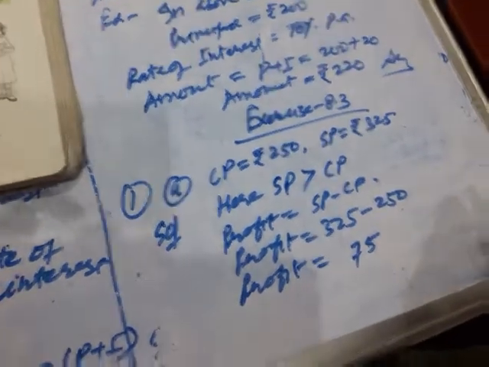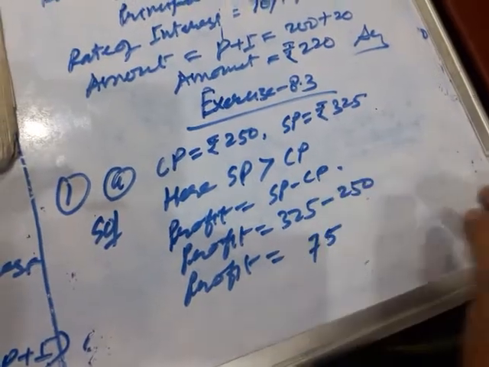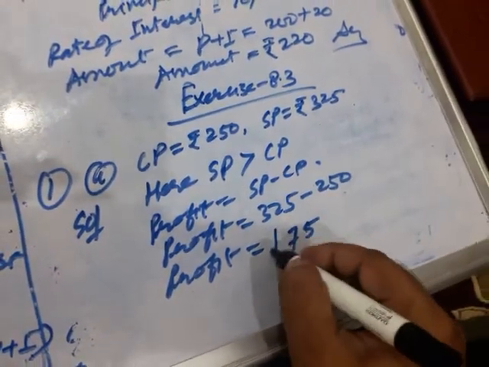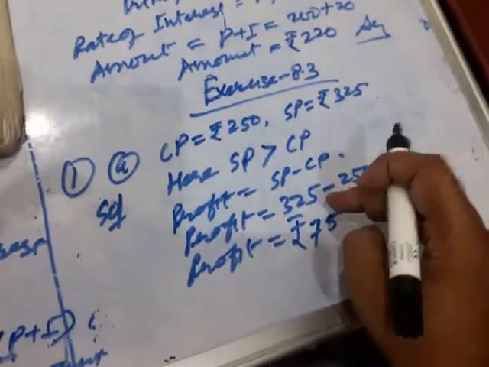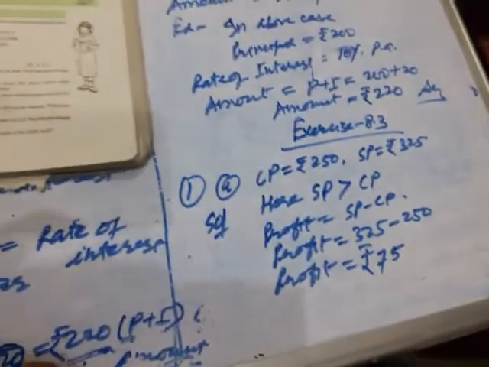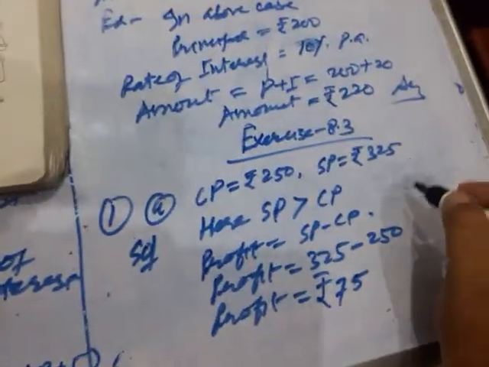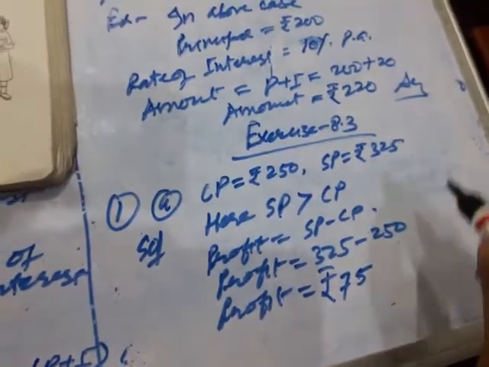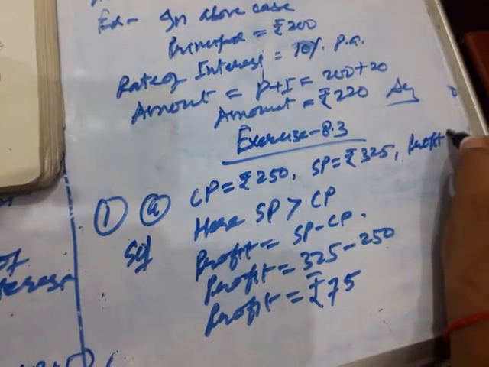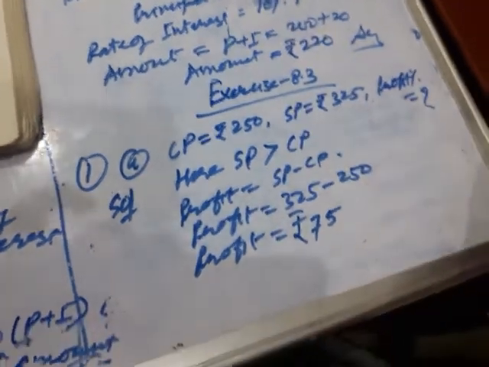That is, children, what is the profit? This is 75 rupees. Profit equal to 75 rupees. 75 rupees is the profit. Now you have to find out the profit percent. You have to find out, children, profit percent.